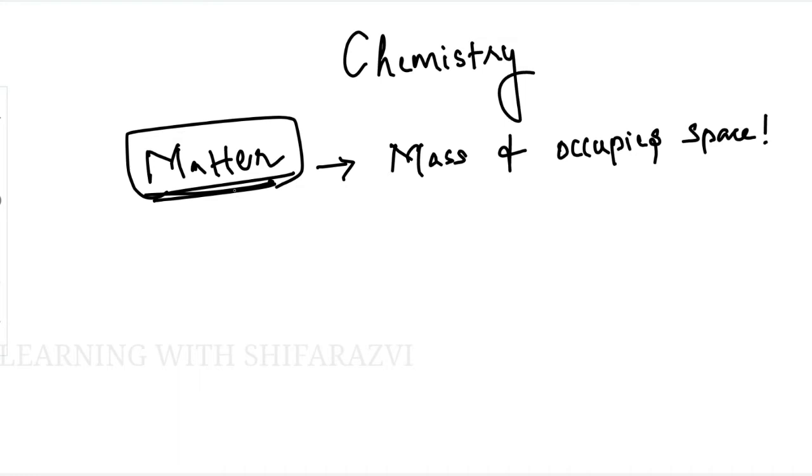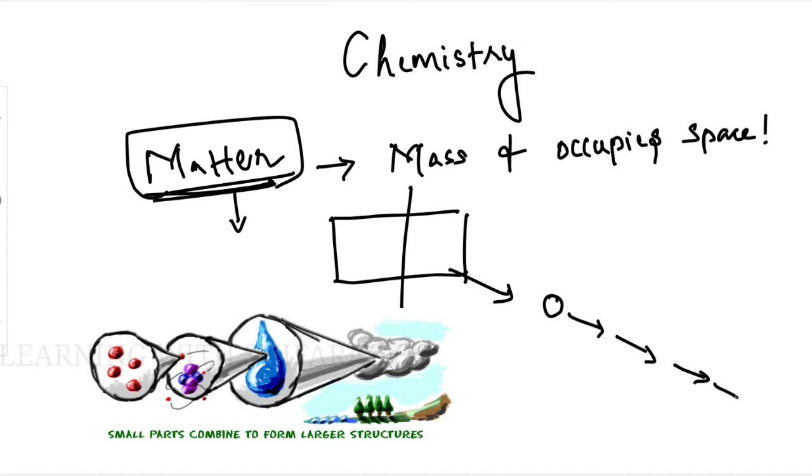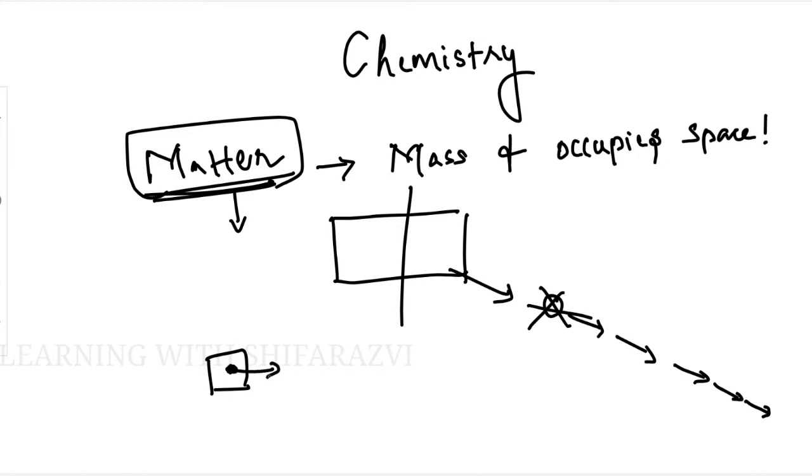Say I'm taking a wooden table. I break this table and then I get a small chunk of it. I zoom in to the very end where I cannot divide it further. I will reach a point where it cannot be divided further. This is called the atom. So any matter in the universe is made up of the basic unit of matter called an atom.